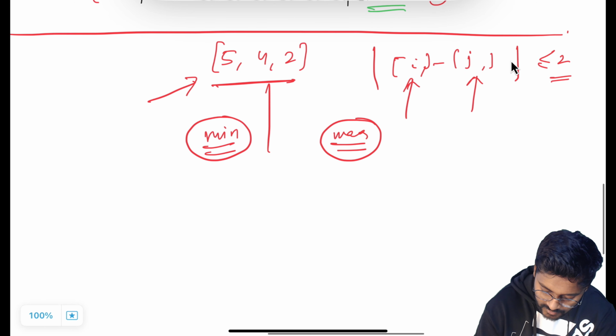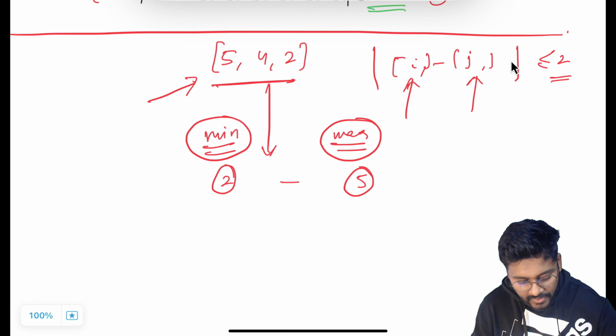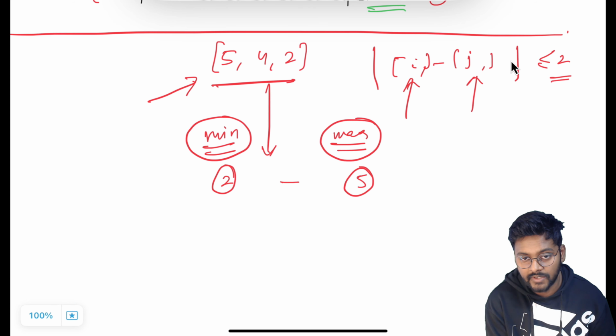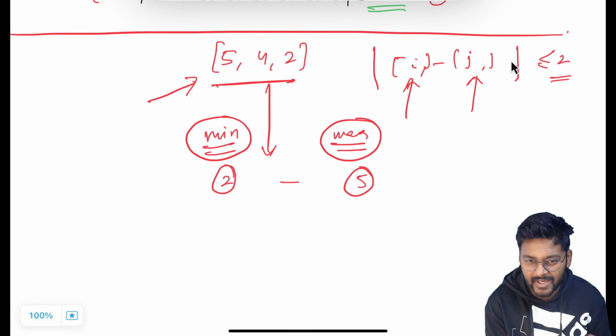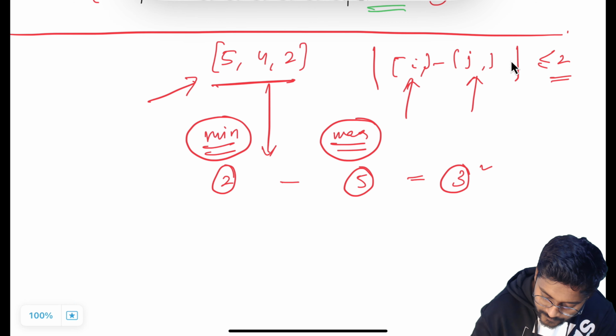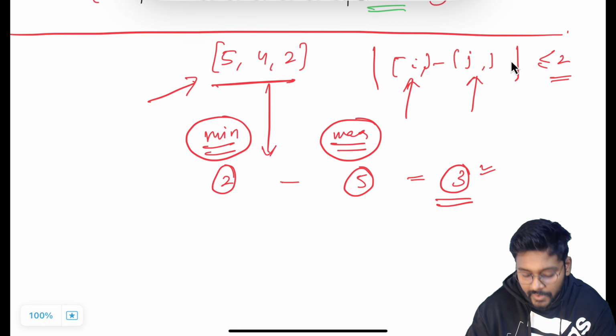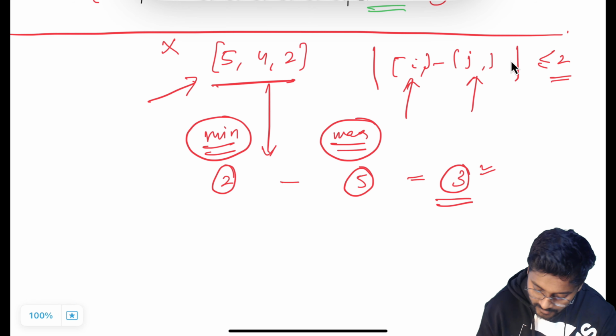So here in this subarray, the minimum value is 2, the maximum value is 5. If I check the difference between these two values, I will get the maximum difference between the two values of any pair of this subarray. This difference is 3. It means it is not a valid continuous subarray. So this subarray is not valid.